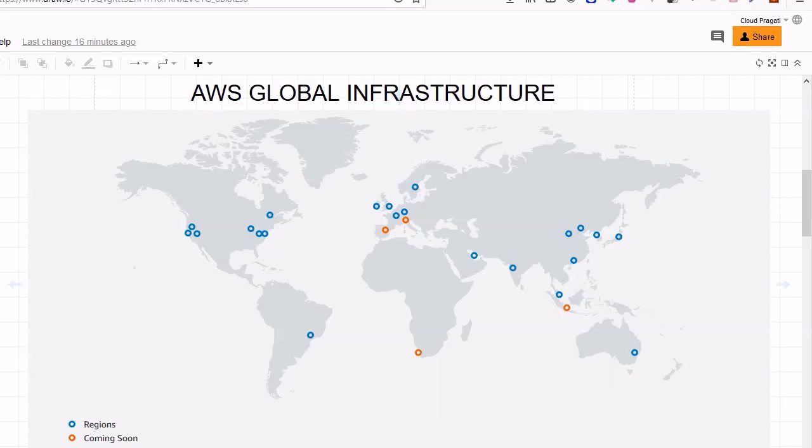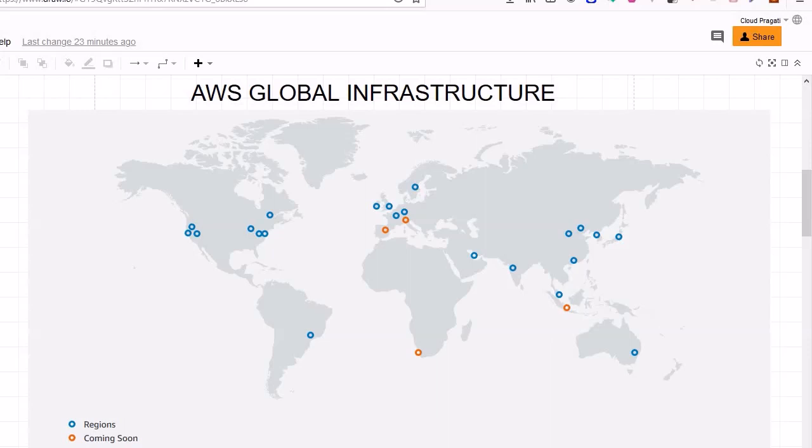So now let's understand about AWS Global Infrastructure. The AWS Global Infrastructure is designed and built to deliver the most flexible, reliable, scalable, and secure cloud computing environment with the highest quality global network performance available today. That's the reason Amazon is a major player in the cloud space. The AWS Global Infrastructure setup has 22 geographical regions. In this diagram, regions are represented with the blue dots and the orange dots are upcoming regions. And these regions have multiple availability zones.